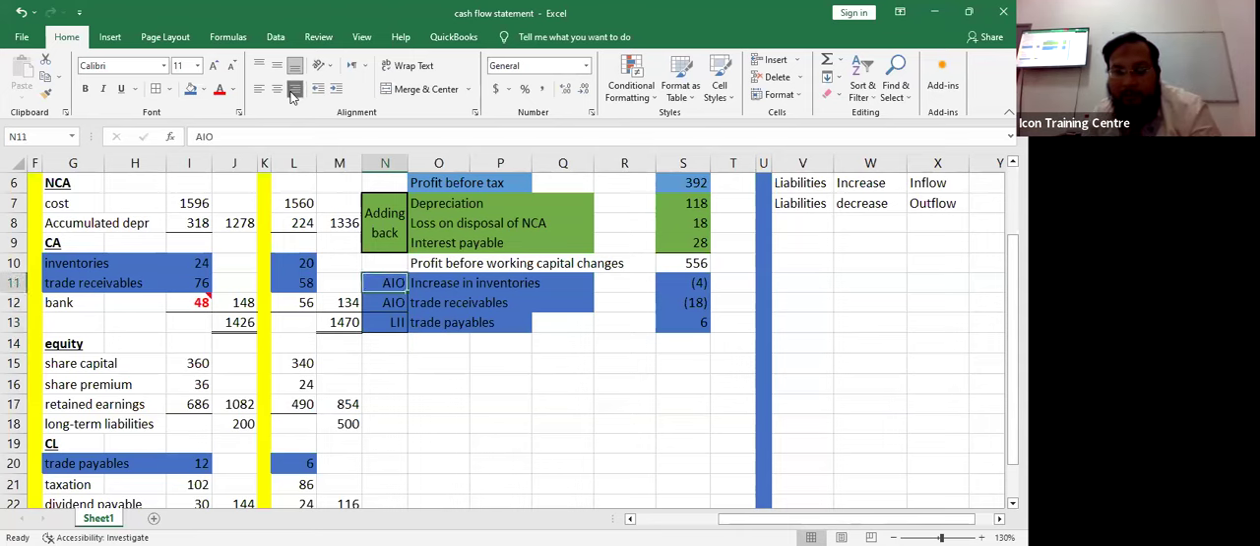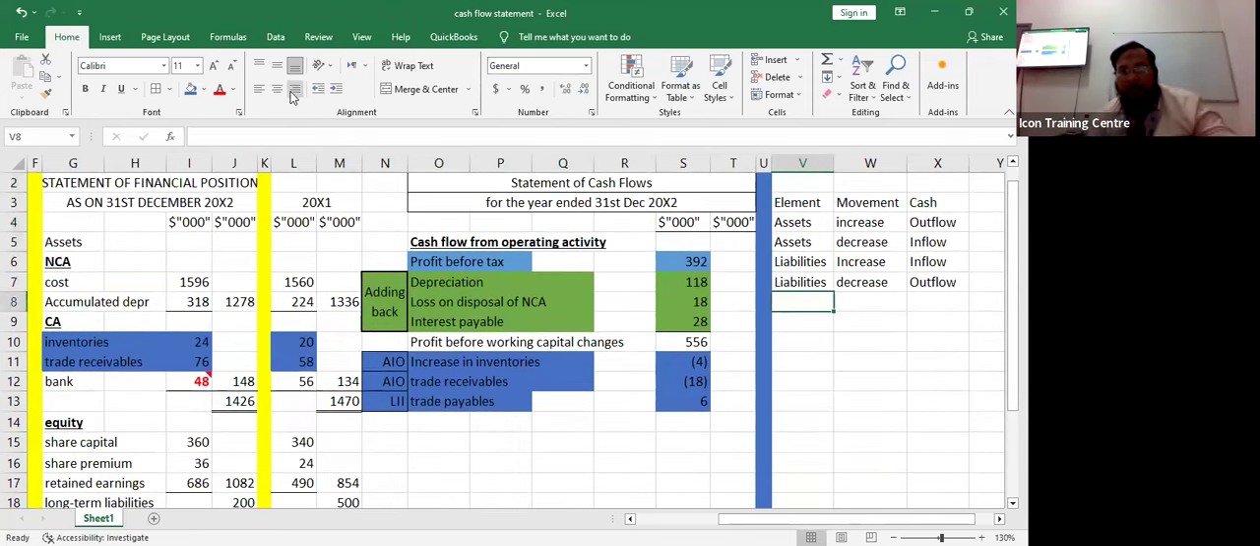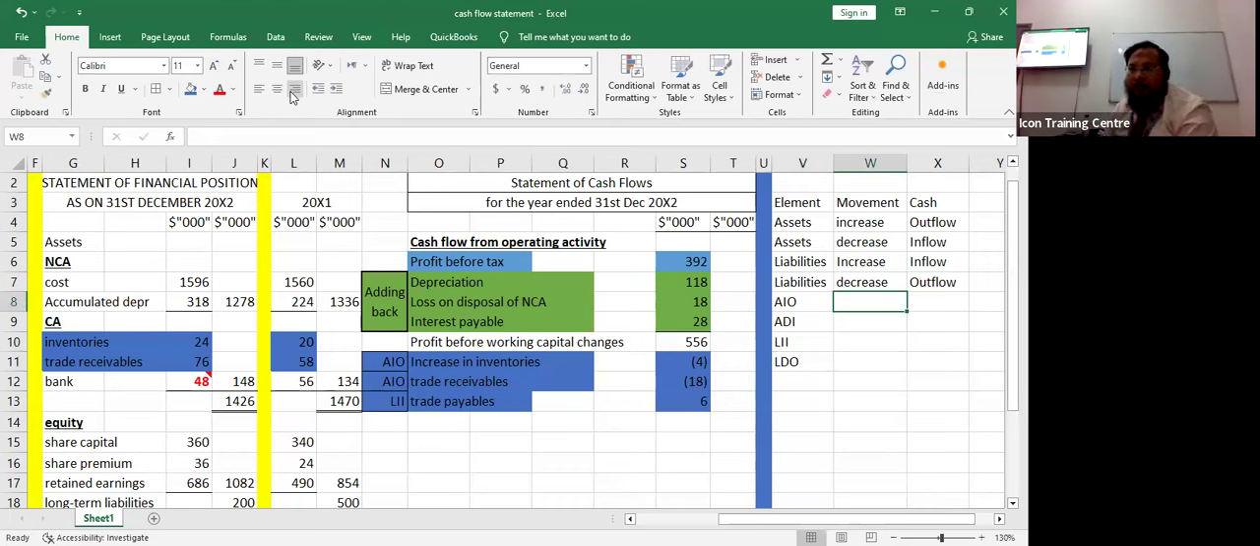Or you can learn it like this: AIO, ADI, LII, LDO. AIO, ADI, LII, LDO.